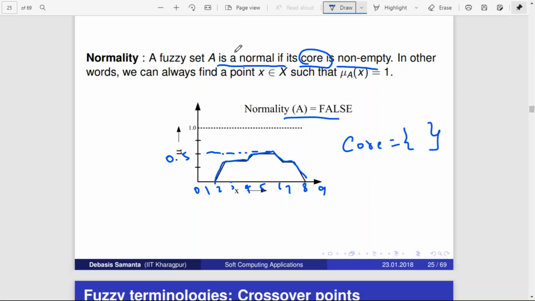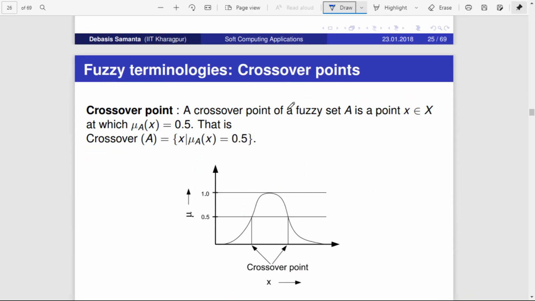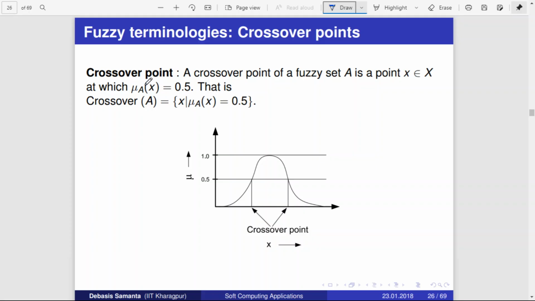So a fuzzy set is normal if its core is not empty, but in this case the core is empty. So the normality of this particular set is false. It is not normal. So this is how normality is defined. And then, crossover point. What is a crossover point? A crossover point of a fuzzy set A is a point x such that the membership function results in 0.5. So the set of points for which the membership function results in 0.5 are called crossover points.